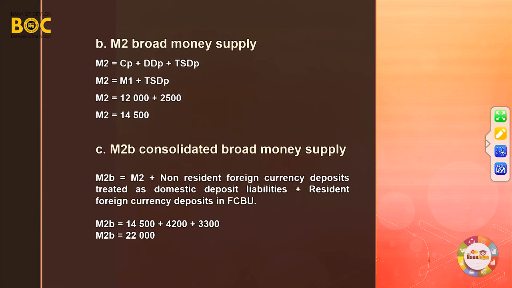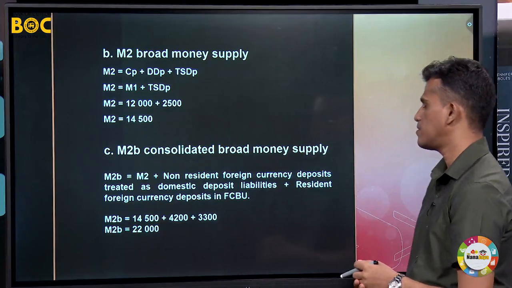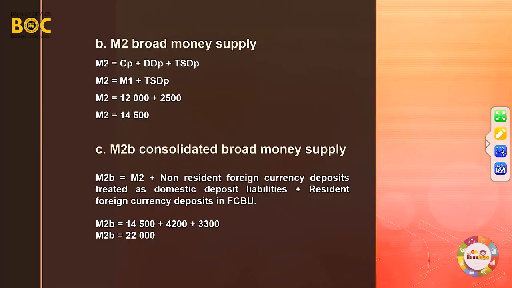Right? The currency held by public plus demand deposits held by public altogether is M1 narrow money supply. The M1 narrow money supply is given in the question as 12,000. The time and savings deposits held by public in commercial banks is also given in the question, 2,500. Therefore, M2 broad money supply is 14,500. Part C. M2B consolidated broad money supply should be calculated. We will go back to the question.